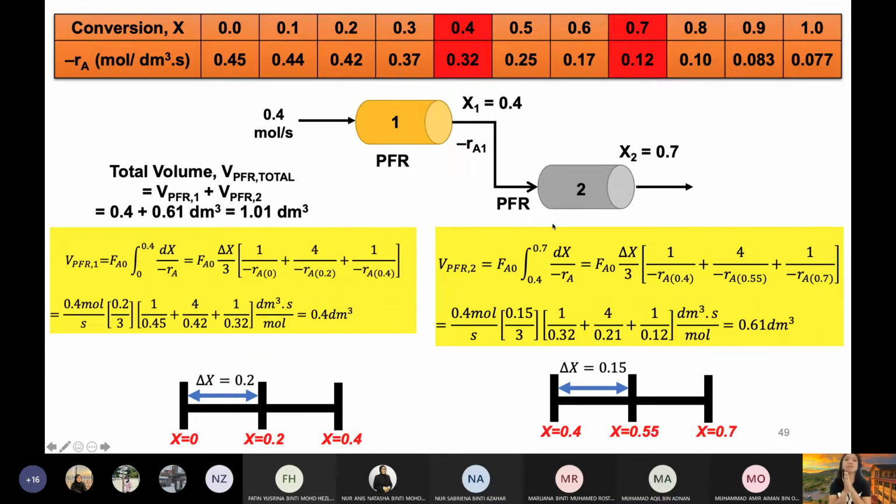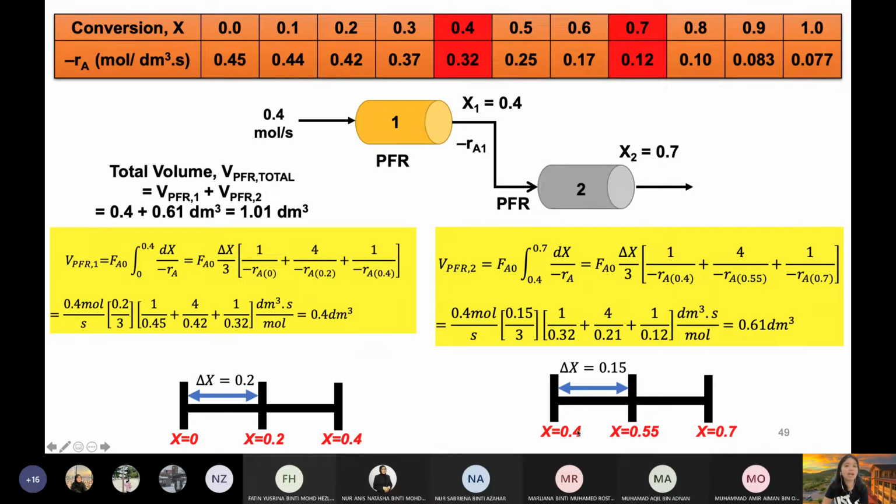So the second reactor is where we can get a bit confused at times. For the second reactor, we are converting from X1 0.4 to X2 0.7. So lower limit 0.4, upper limit 0.7. So we convert into Simpson one-third rule, FA naught delta X per 3. Okay, let us now find first how to find delta X.